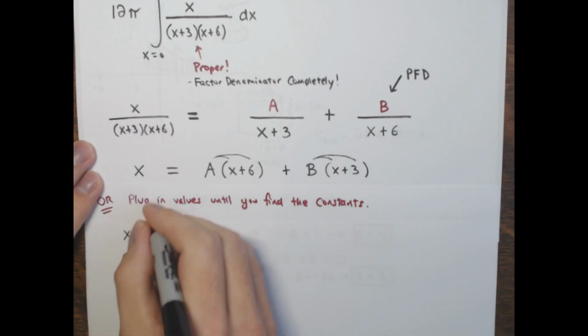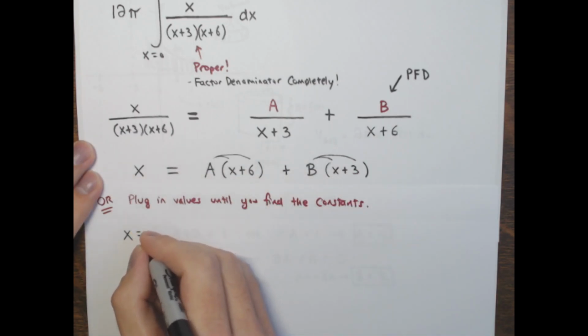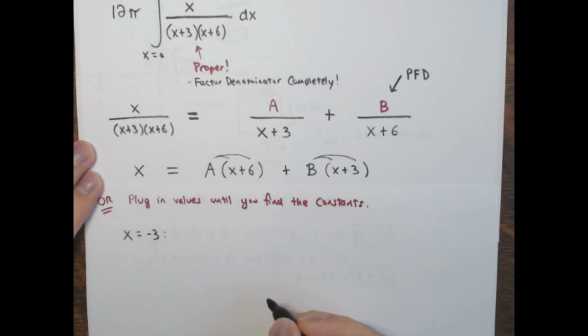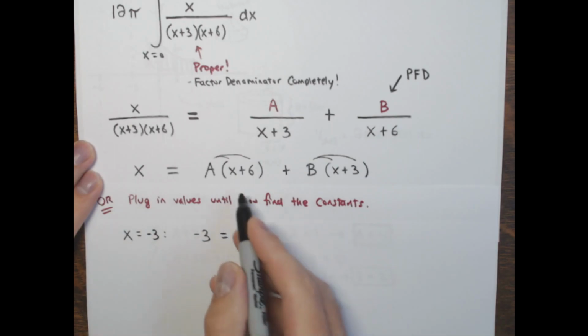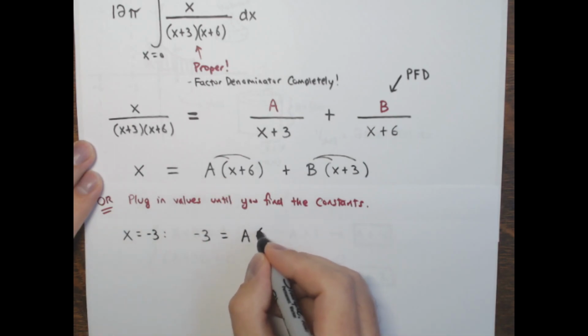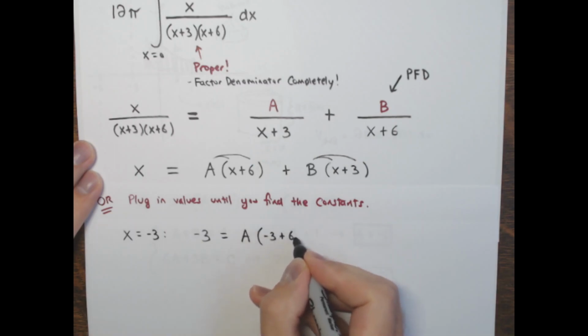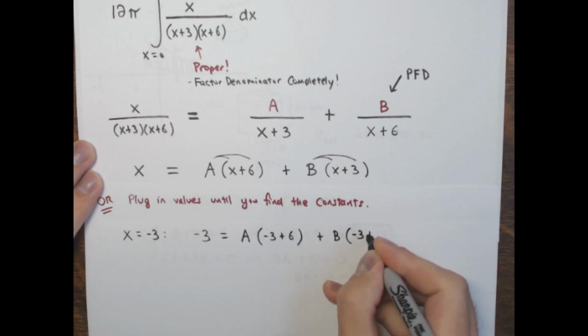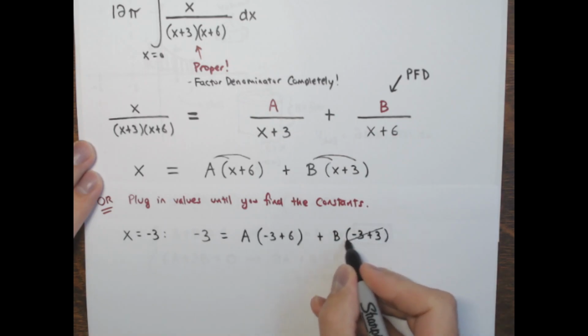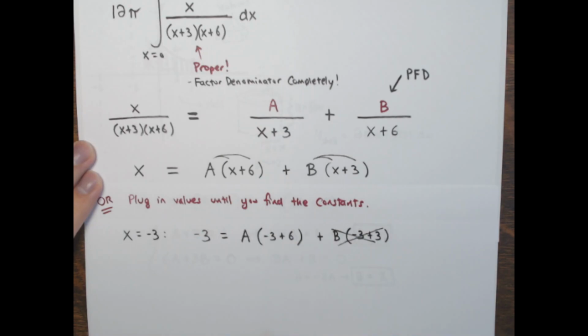So in this equation up here, this identity, I replace x with negative 3. On the left side, we'd have negative 3. And on the right side, we'd have a times negative 3 plus 6, plus b times negative 3 plus 3. But that's just 0. So that term is gone. We have negative 3 equal positive 3a. And then dividing both sides by 3, we get a equals negative 1.